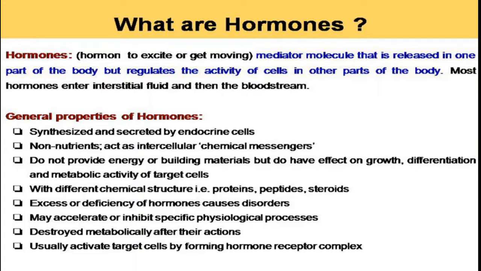Hormones have different chemical structures, so they may be proteins, peptides, and steroids. The excess or deficiency of hormones may cause disorders. They may accelerate or inhibit specific physiological processes. They may be destroyed metabolically after their actions. They usually activate the target cells by forming hormone receptors. So, these are some general properties of hormones.